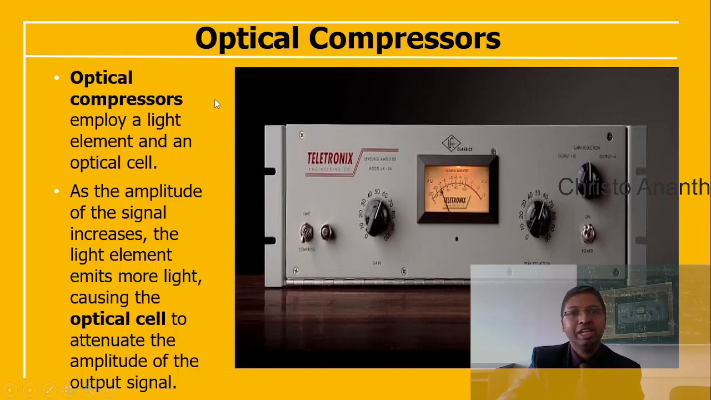Then you have optical compressor. Optical compressor will be having a light element and an optical cell. Here you can actually adjust. When the amplitude of the signal is going to increase, the light element will be emitting more light, so that will be causing the optical cell to attenuate the amplitude of the output signal. So this is what you get with the optical compressor.